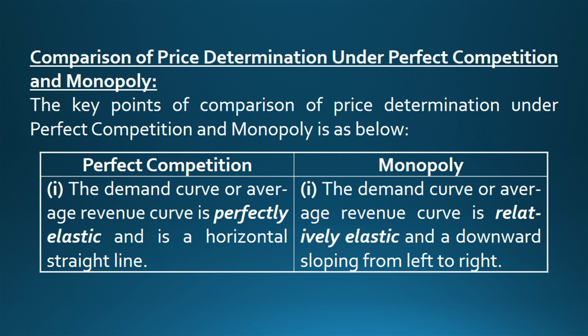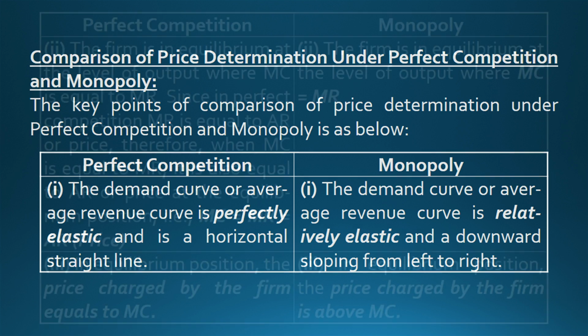Comparison of price determination under perfect competition and monopoly. The key points of comparison of price determination under perfect competition and monopoly are as below. 1. Under perfect competition, the demand curve or average revenue curve is perfectly elastic and is a horizontal straight line. Under monopoly, the demand curve or average revenue curve is relatively inelastic and downward sloping from left to right.